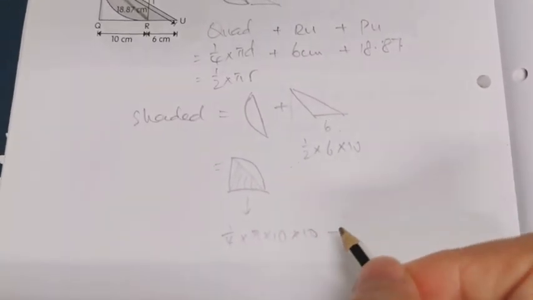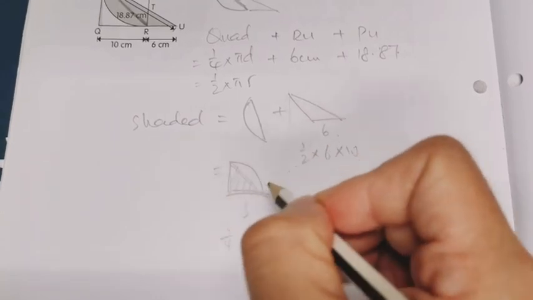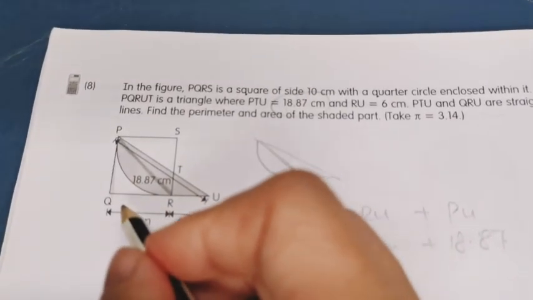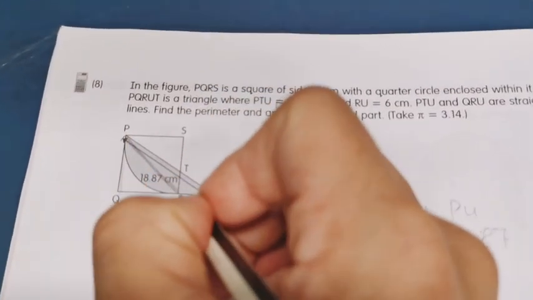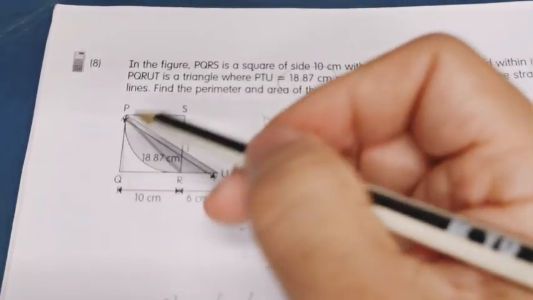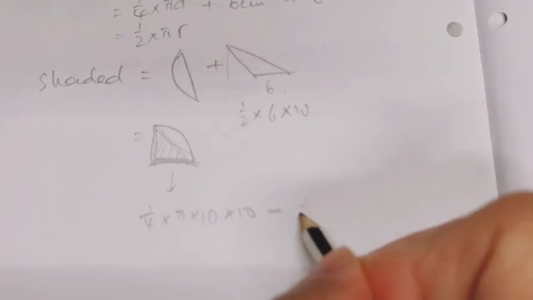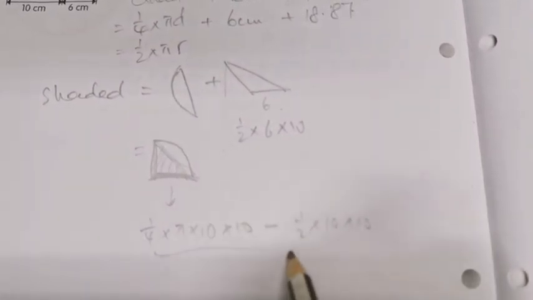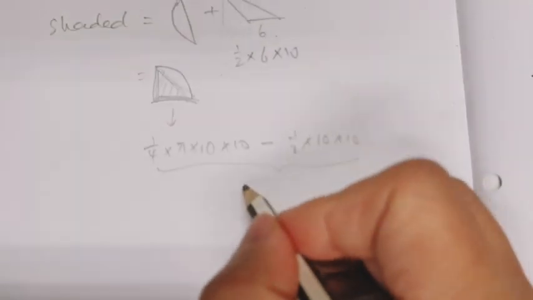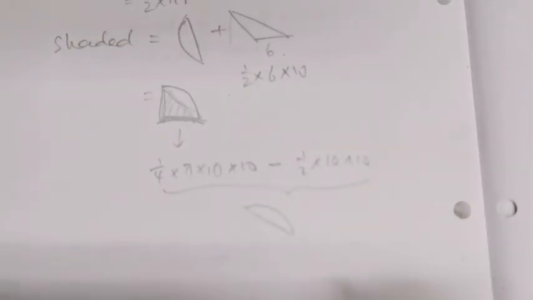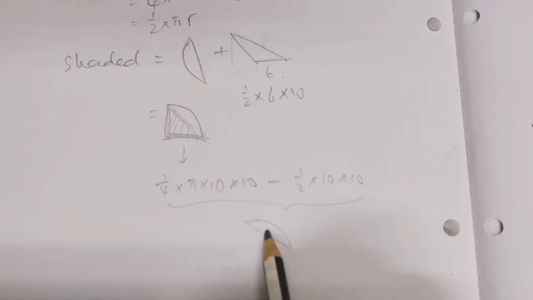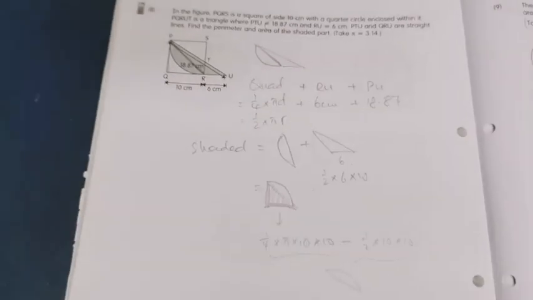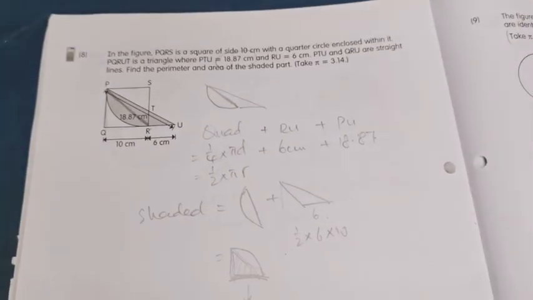You minus the area of the triangle, the right angle triangle here, which is equal to half times base, this one here, 10, and the height also 10. So minus half times 10 times 10, you will get the area of the half leaf, right? So then you add this piece area here plus this area, you'll get your answer. So that is question number 8.